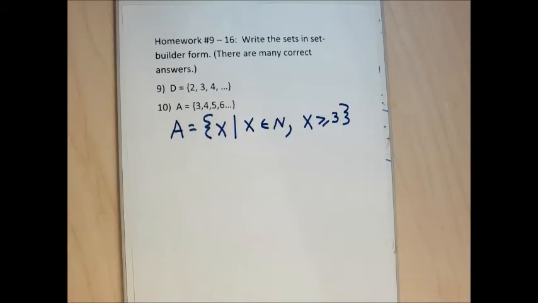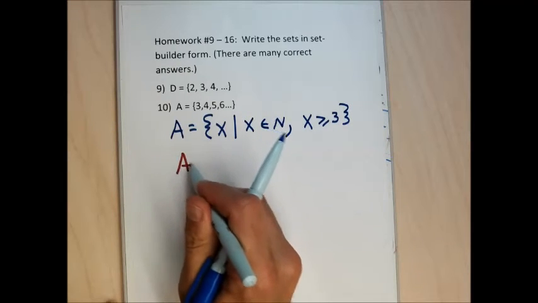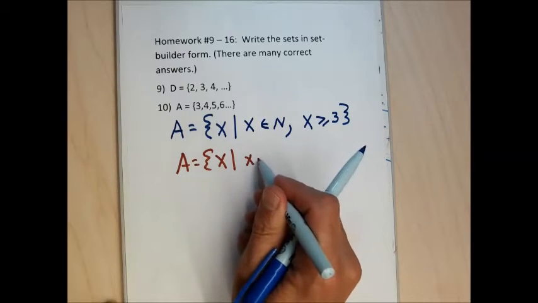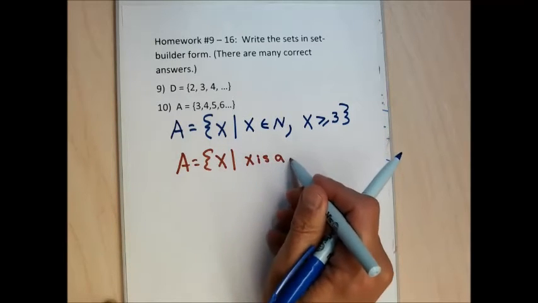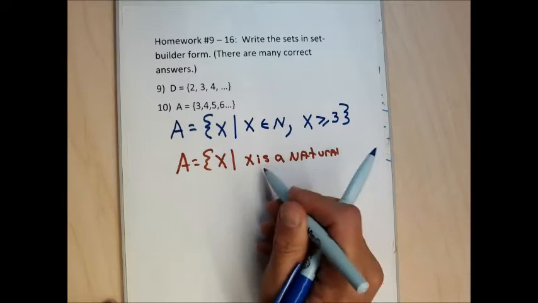The alternative thing that I could have written right here, I could have written A equals the set of all x with the property that x is a natural number. If you don't want to write the shorthand symbol, I'm running out of room.